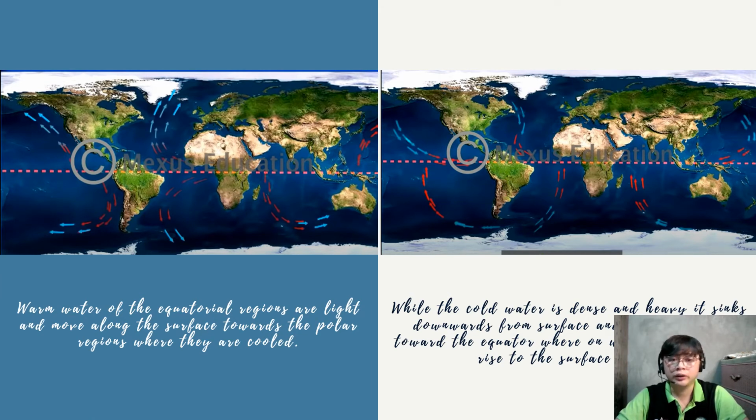Warm water of the equatorial regions is light and moves along the surface towards the polar regions, where it is cooled. On the opposite side, the cold water is dense and heavy, so it sinks downward from the surface and moves slowly towards the equatorial region, where on warming up it may rise to the surface again. That's it.